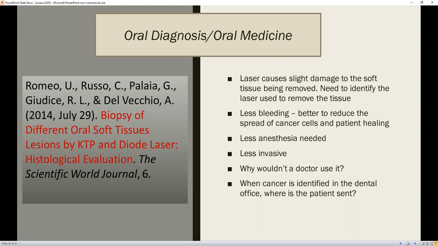procedure. And when cancer is identified by the pathologist, where is the patient sent? The patient's usually sent to a larger hospital or cancer treatment area. So a lot of these biopsies are being done in hospital where treatment can be followed up on.